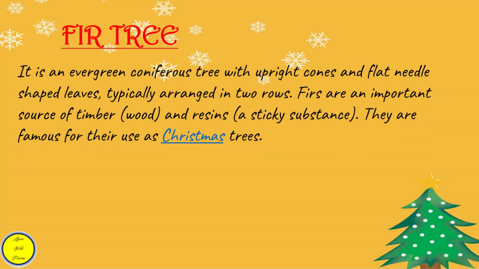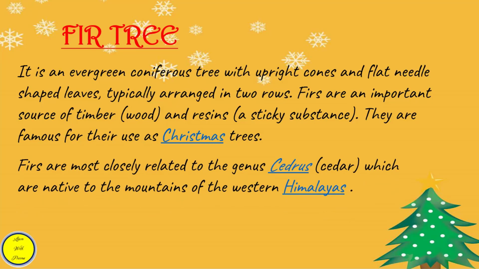It is an evergreen coniferous tree with upright cones and flat needle-shaped leaves, typically arranged in 2 rows. So these are cone-shaped trees with upright cones, and the leaves of these trees are flat and needle-shaped, arranged in 2 rows. That means one on the right side and the other on the left. Firs are an important source of timber, which means wood, and resin, a sticky substance. They are famous for their use as Christmas trees. Firs are most closely related to the genus Cedrus, cedar, which is native to the mountains of the Western Himalayas. So children, these are similar to the tree cedar, or in Hindi you may call it Deodar, found in the mountains of the Western Himalayas.